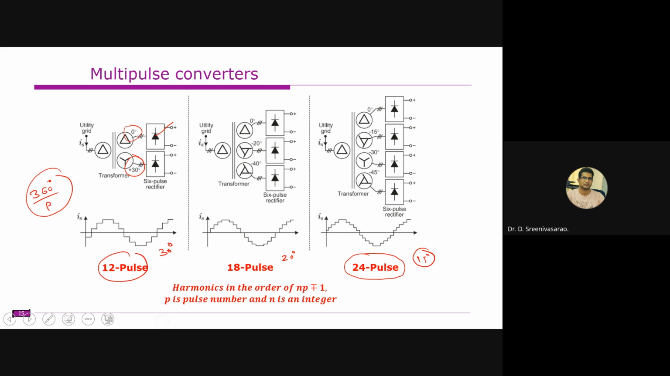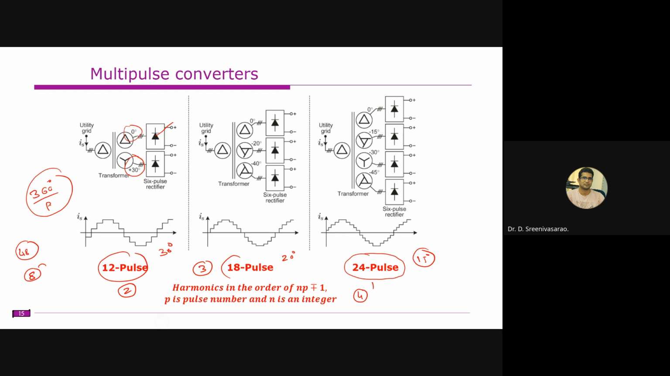Right. So for 12 pulse converters, two converters are required. For 18 pulse, three converters are required. In case of 24 pulse, four converters are required. In case of HVDC applications, we use the 48 pulse converter. So under this case, we need to use eight converters. Right.